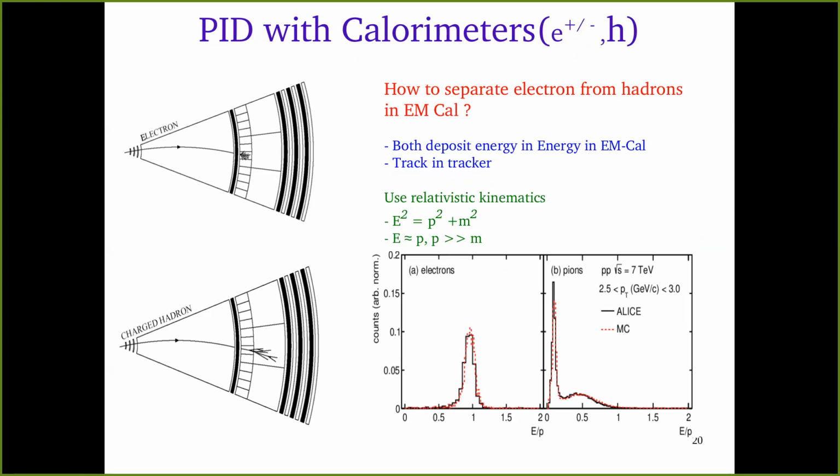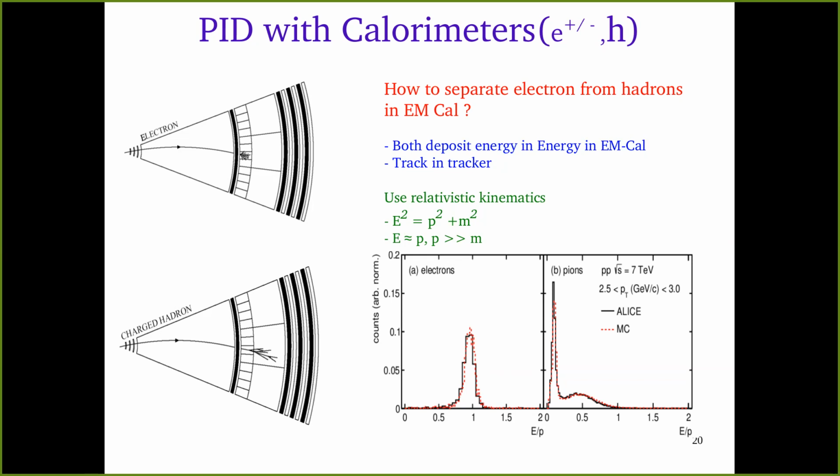This is a simple way. Use the relativistic kinematics first, that is the energy-momentum relation: E squared equals P squared plus M squared. Now, under the assumption that momentum is much larger than the mass, the energy deposited by the electron is almost equal to the momentum. So if you plot the E by P ratio for the electrons, you get a nice Gaussian peak around 1. Whereas when you do the same for the pions, the value is shifted much away from 1. So you can use this E by P ratio as an additional discriminator to separate out the cluster produced by an electron and the cluster produced by a hadron.